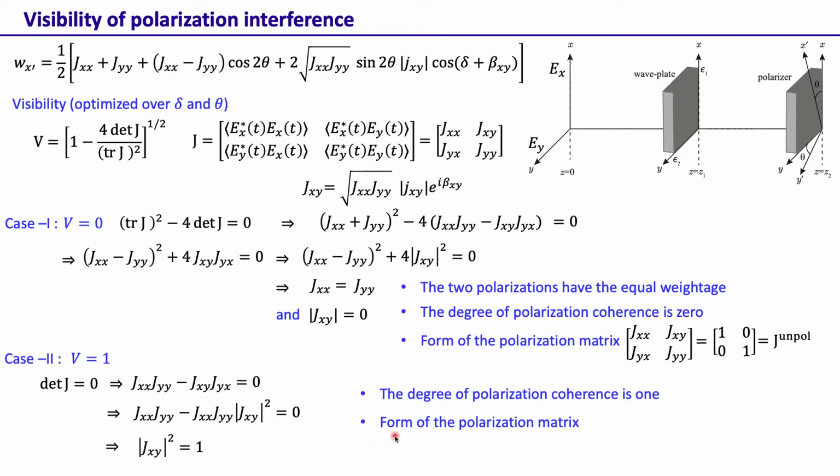Now, what is the form of the polarization matrix here? The form of the polarization matrix here is of this form, B D, D star C, where BC minus DD star, that is the determinant, is equal to 0, and B has to be greater than 0 and C has to be greater than 0. So that is the condition we have. That is the form of the polarization matrix we get when visibility is equal to 1, and we can call this one J polarized. This is completely polarized light.